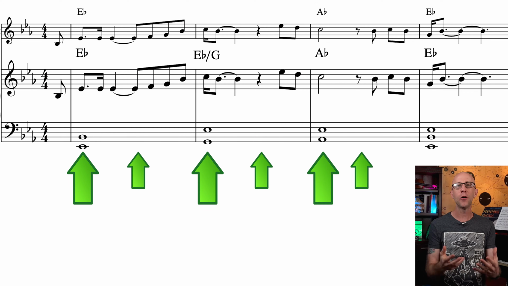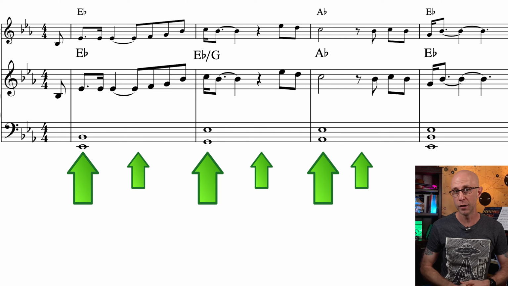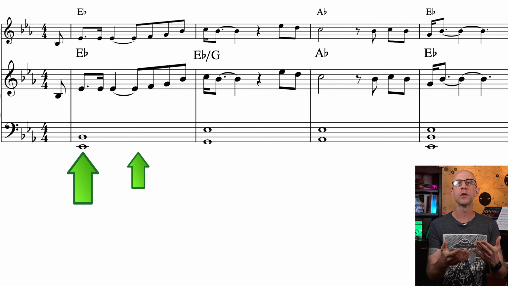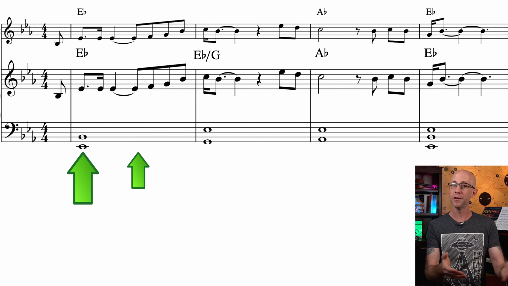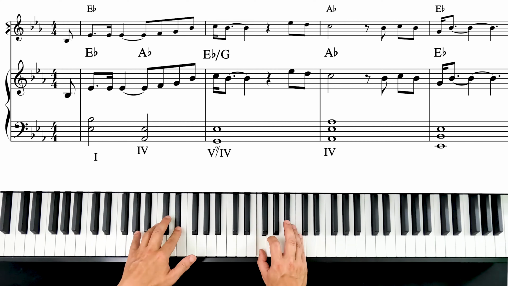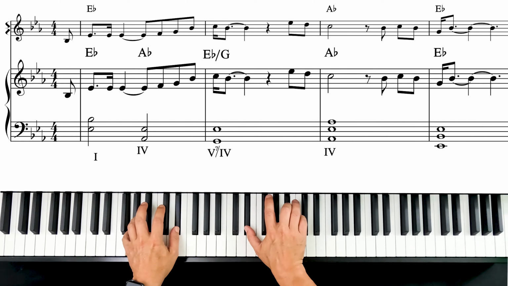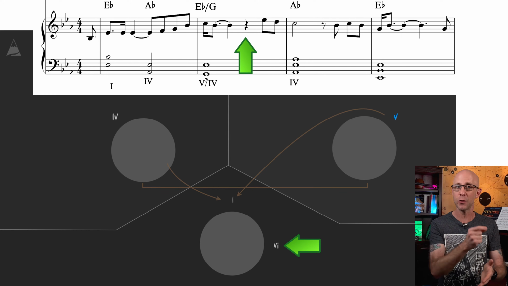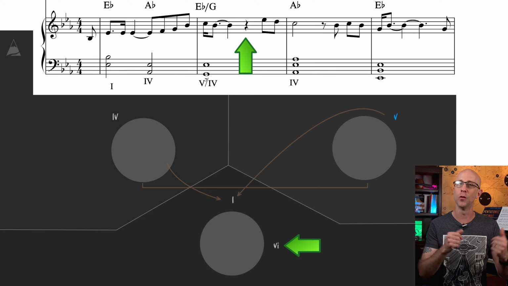So let's increase the harmonic rhythm by using 2 chords per measure. In the first measure, we have a 1 chord. A great chord you can use to move away from the 1 chord at the beginning of the song is the 4 chord. Now it sounds like this. And in the second measure, we can use the 6 chord in the tonic region to add some color to the 1 chord.